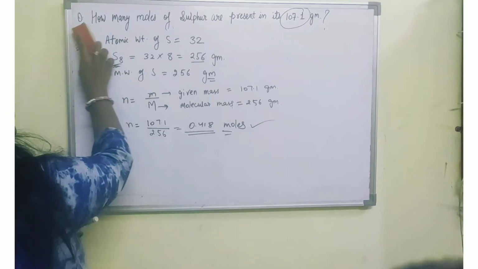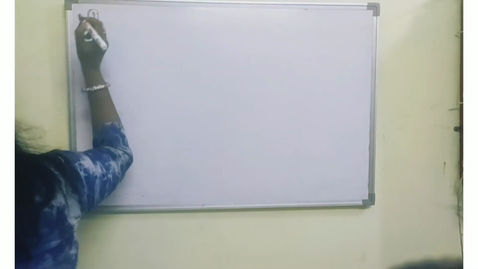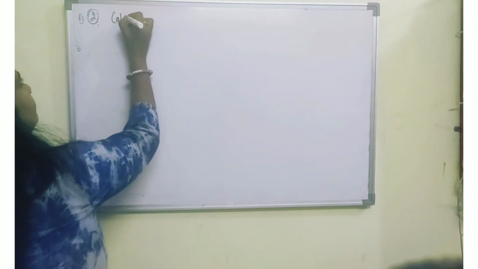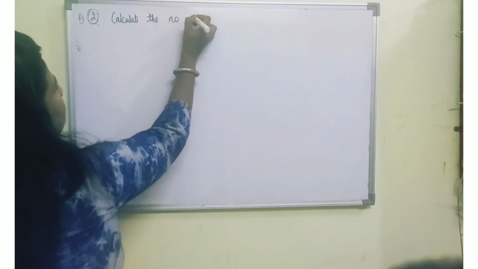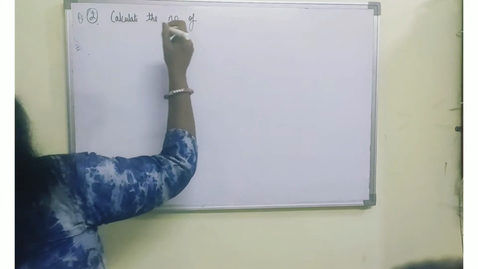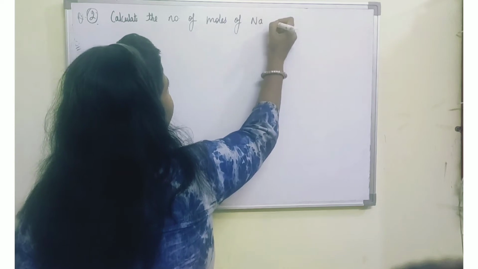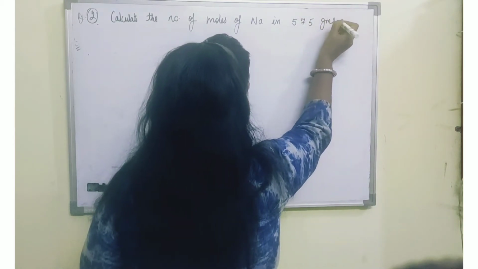Now we will go on to the second question. Okay, question number second. Calculate the number of moles of sodium in 5.75 grams. Okay.